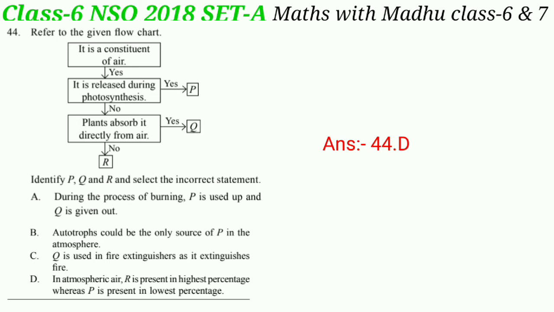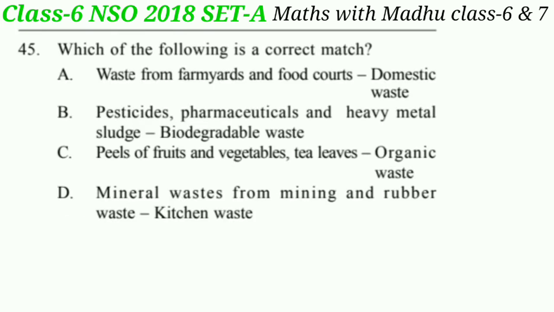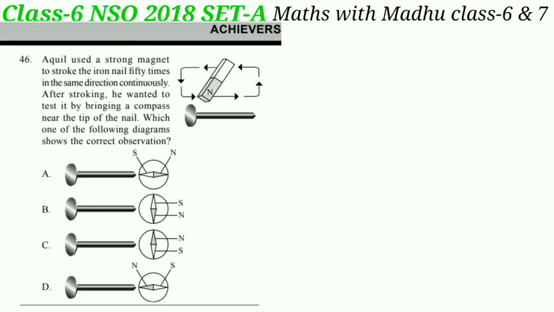Now question 45. Which of the following is a correct match? Look at the options carefully. The correct answer will be option C. Peels of fruits, vegetables and tea leaves are organic waste. So this is the correct match. Now coming to the achievers section. Question 46.